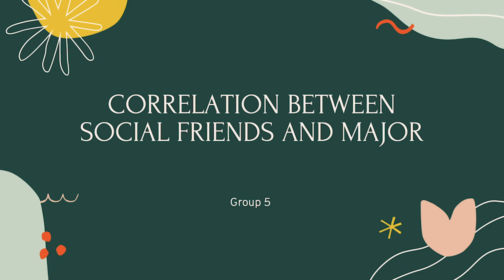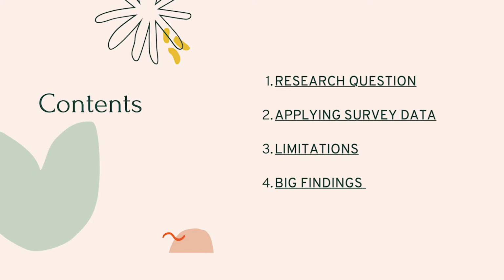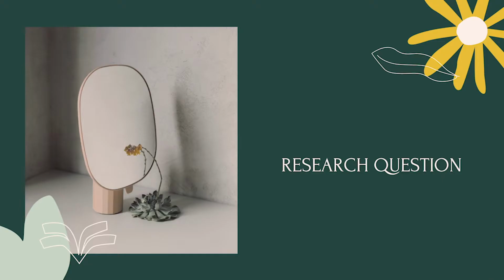Hi, we are Group 5 and today we will present our research on the correlation between social friends and major. Let's go! We will cover 4 main parts in this video: research questions, applying survey data, limitations, and big findings.